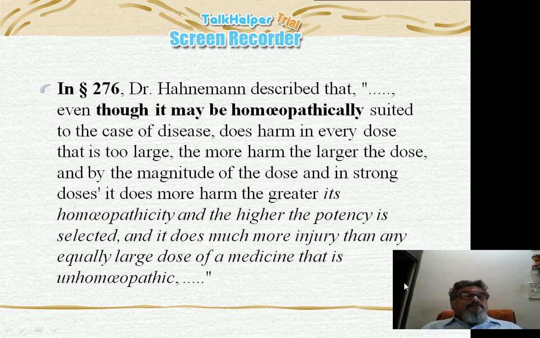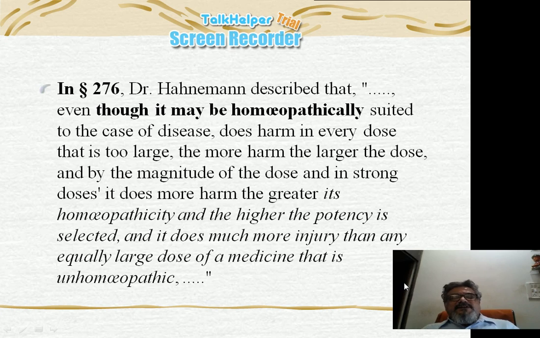Hahnemann does not speak about potency. He speaks about doses. Potency was not a problem for Hahnemann; ultimately he said 30 is the highest potency. The range of potency was extended by the American homeopaths, especially by Kent, having supported Kent. So from this reference we can take.